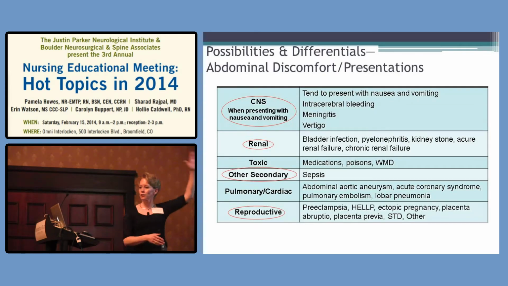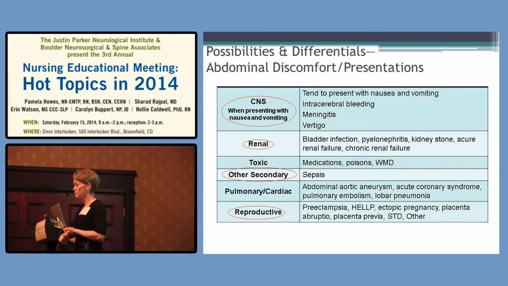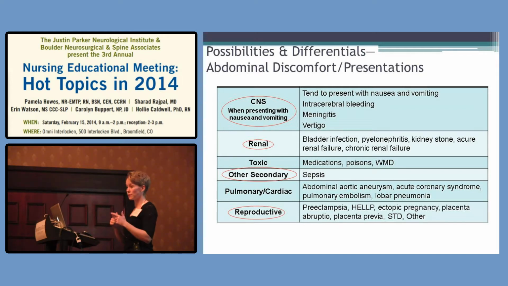Okay? So let's look at our differentials. Could she be something CNS? Could she have a head bleed? She's vomiting, right? And she's tachypnic. Absolutely. Okay. She very well could have a head bleed. We need more information. Could she have something renal-wise? Yep, absolutely. Okay. Probably, again, not poisons or weapons of mass destruction.